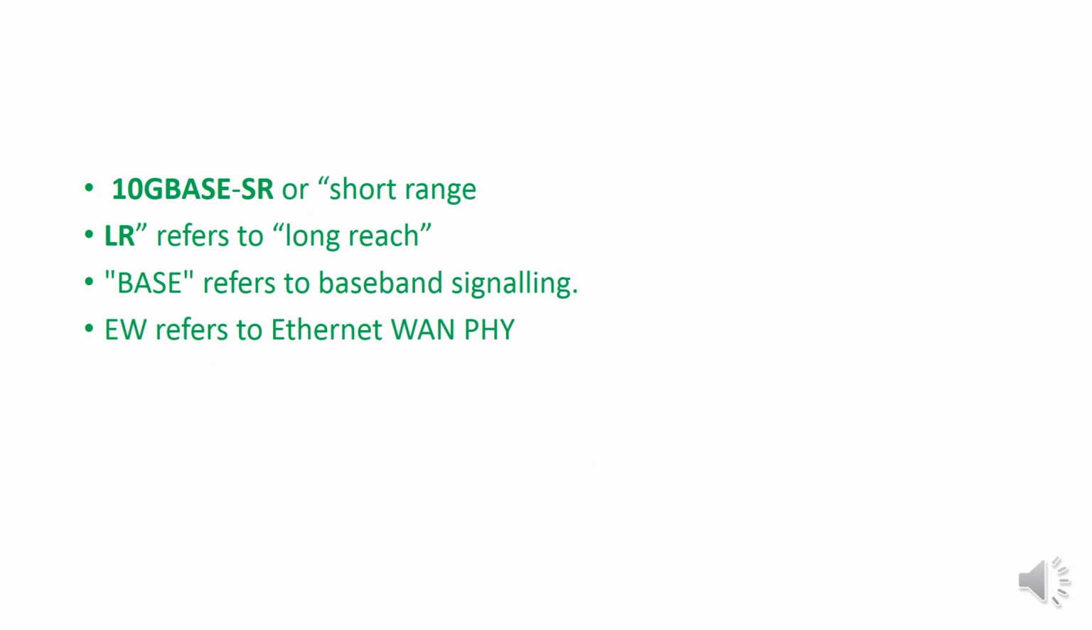So we'll take the full forms. 10GBASE-SR means 10 gigabits as data rate. Base, as I said, is digital, and SR means short range. Similarly, 10GBASE-LR refers to 10 gigabits per second as data rate. Base is digital, and LR is nothing but long range. So the next one is base. Always base refers to baseband signaling, what kind of signal is transmitted, that is either analog or digital. EW refers to the Ethernet WAN PHY, that is WAN physical layer.